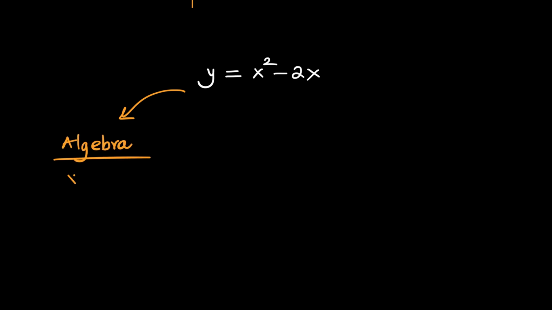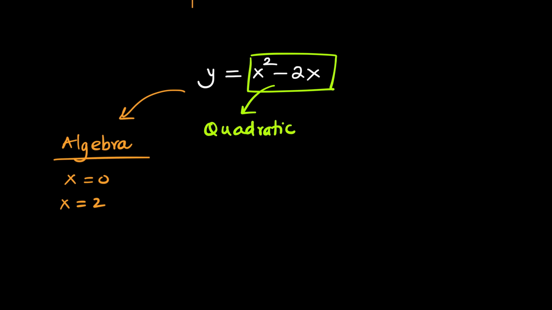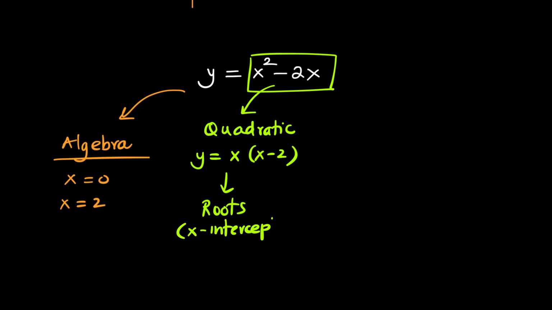We have learned that if we have the graph of y equals x squared minus 2x, the first option is to solve it using algebra, and we got two answers, x is 0, x is 2. The second option is to sketch this graph, which I can, because this is a quadratic graph and the factorized form is x times x minus 2. The roots of this equation, also known as the x-intercepts, came out to be exactly the same: x is 0, x is 2.